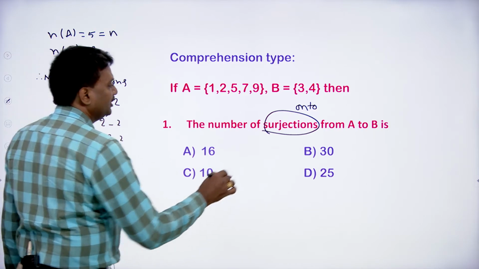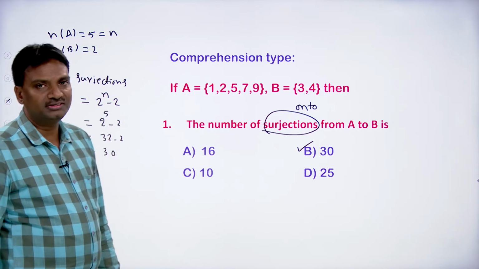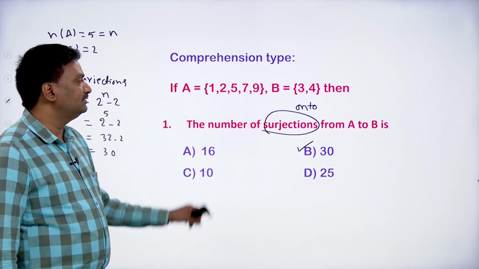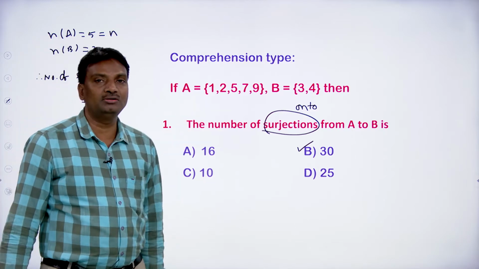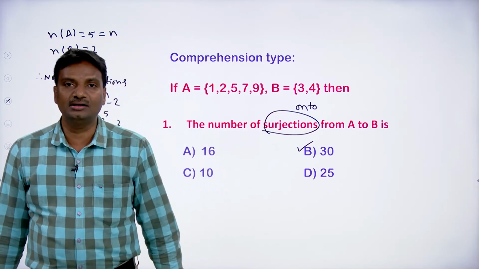By observing the options, we have B. So we can define 30 onto functions or surjections from A to B when set A contains the elements 1, 2, 5, 7, 9 and the set B contains 2 elements 3, 4.